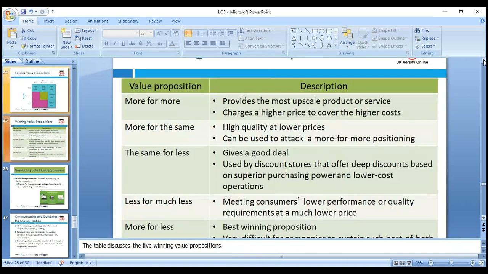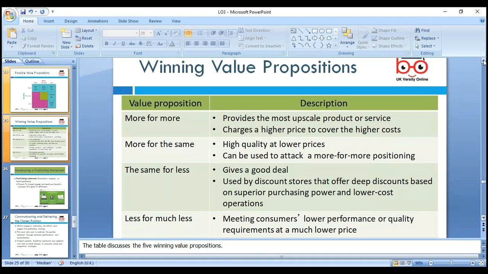So we discussed more for more: provide the most upscale products and services, and charge a high price to cover the higher cost. More for the same: high quality at the lower price, which can be used to attack more-for-more positioning.